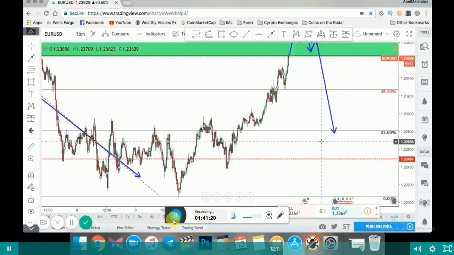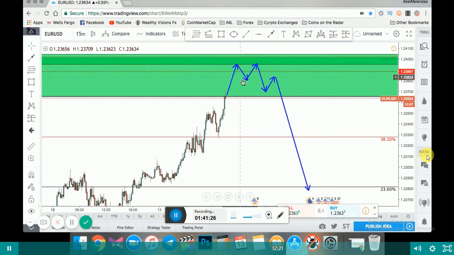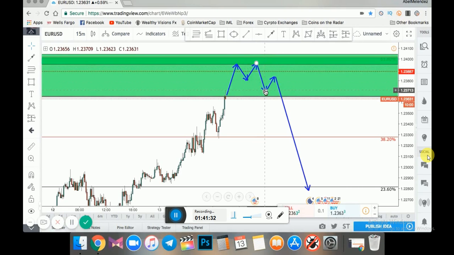For my entry, okay, I'll be looking for my entry right in this zone. Once I get this characteristic, right, a double top followed by a breaking structure downward, because now we got the same high, a lower low, lower than this one. We wait for the pullback to create a lower high, and the lower high is our entry.